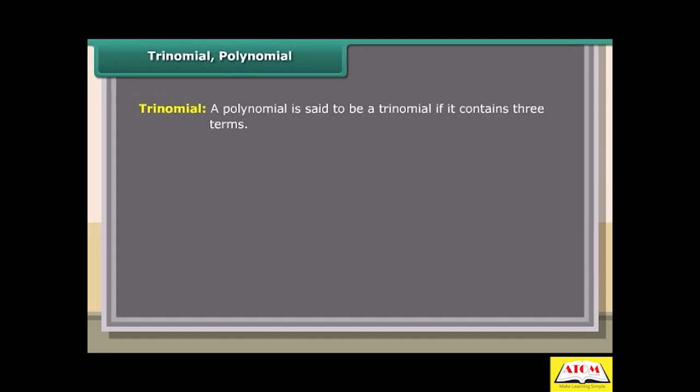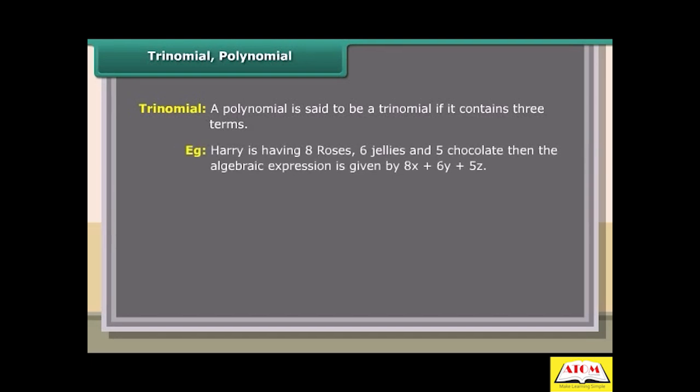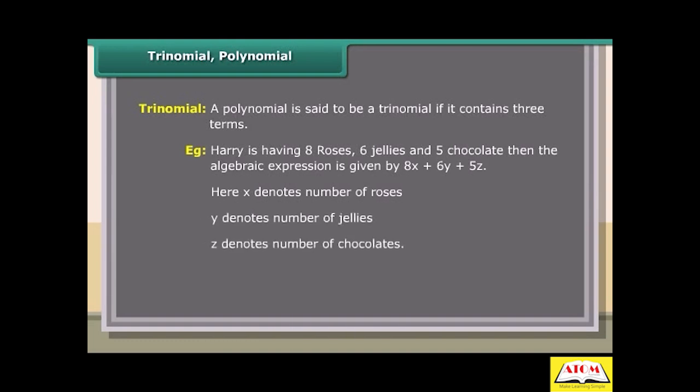Trinomial. A polynomial is said to be a trinomial if it contains 3 terms. For example, Harry is having 8 roses, 6 jellies, and 5 chocolates, then the algebraic expression is given by 8x plus 6y plus 5z. Here x denotes the number of roses, y the number of jellies, z the number of chocolates. 8x plus 6y plus 5z is a trinomial which contains 3 terms.